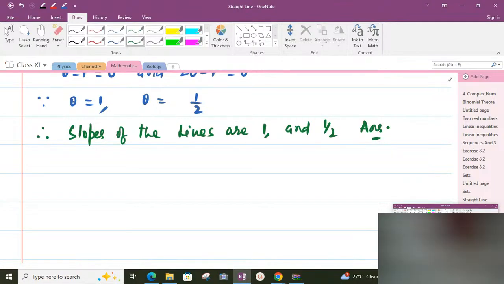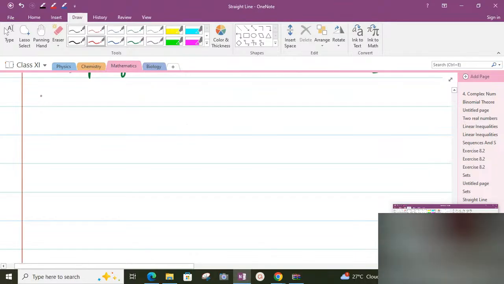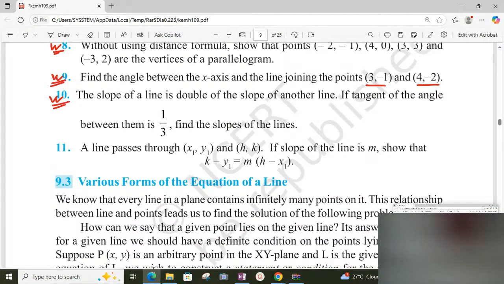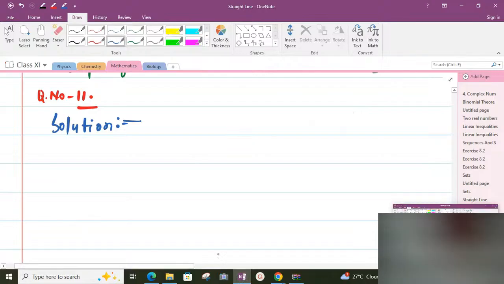Let's see the last question, which is question number 11 of this exercise. So this is question number 11, which is the last question of this exercise. A line passes through x1, y1 and h, k. If the slope of the line is m, so it is very easy. A line has 2 points given and asks us what is the slope. So it is a very easy question.